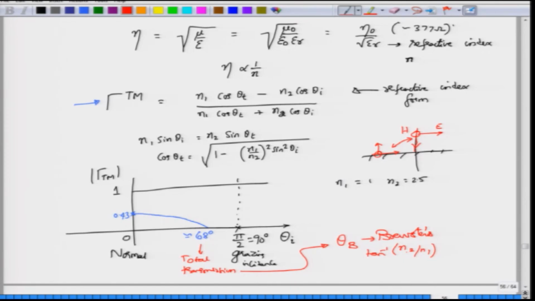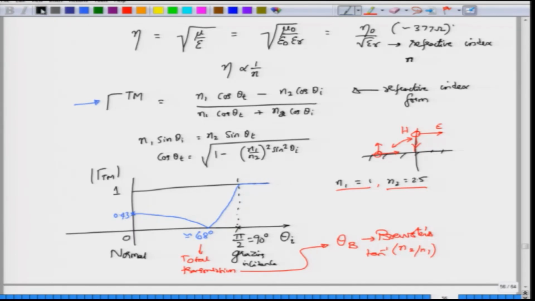I am not deriving the expression for Brewster's angle, this is there in the references that we have taken, but please verify that for the medium cases that we have considered, n1 equals 1 and n2 equals 2.5, this angle where this reflection coefficient goes to 0 is roughly 68 degrees. Then the reflection coefficient magnitude keeps increasing and eventually approaches 1 at 90 degrees. So, this is what you are going to get for gamma Tm in this particular case. How about the transverse electric case?